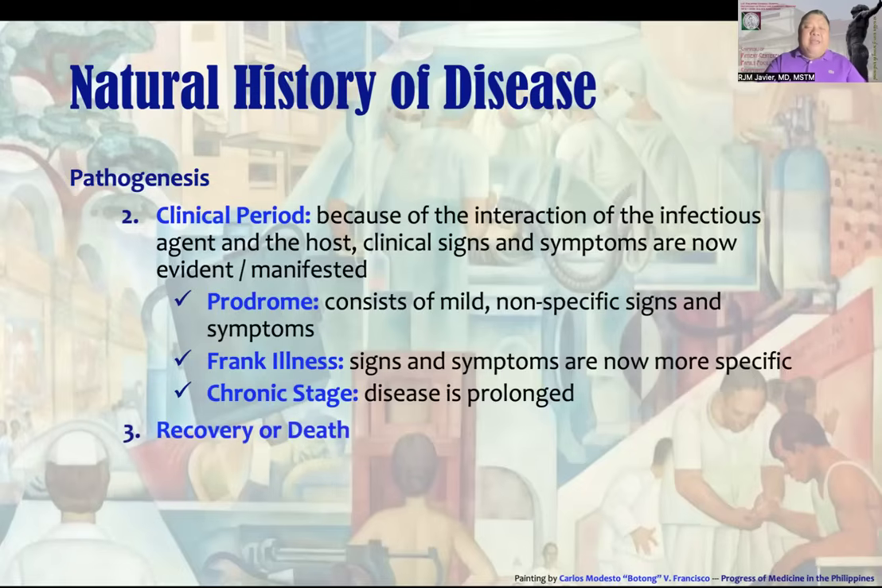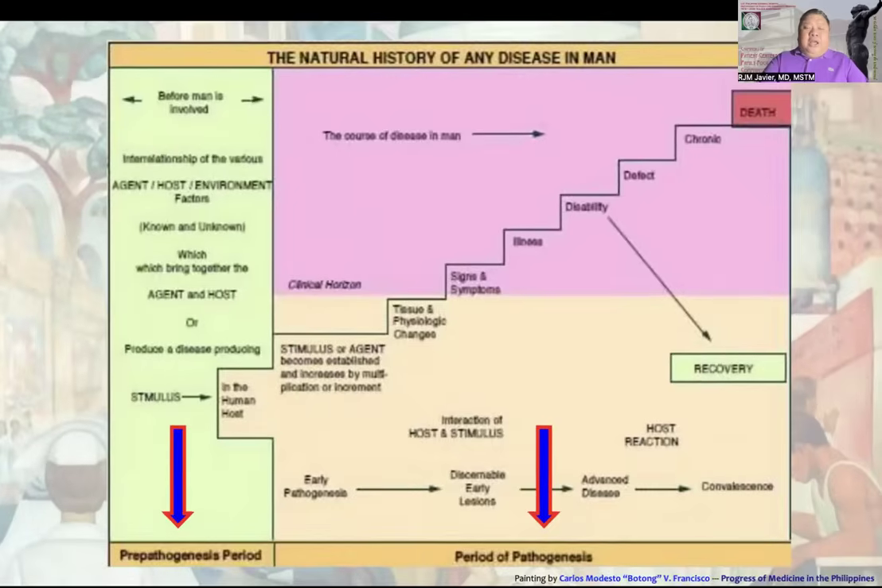diabetes mellitus. And then eventually, depending on how well your body is able to combat or cope with the infectious agent or a disease process, this can lead to any of the outcomes: recovery, or sometimes, sadly, even death. So, in the natural history of disease, this is where the agent-host-environment interaction happens.